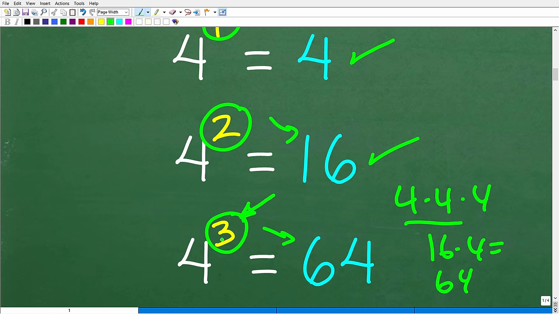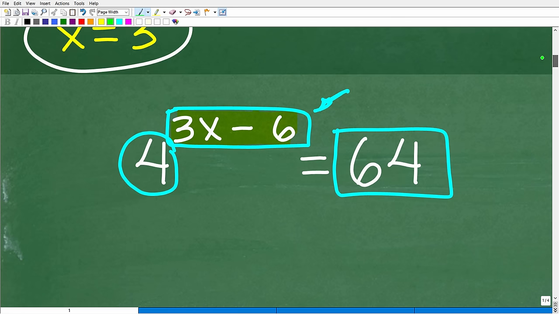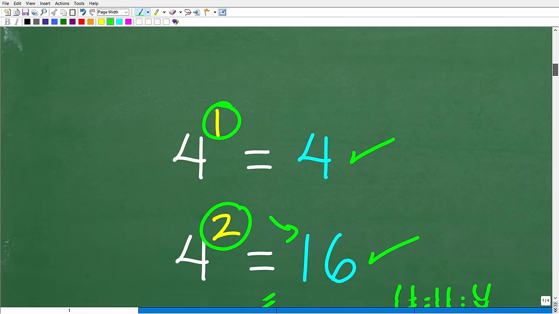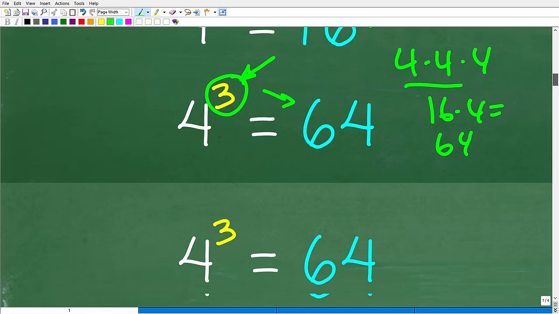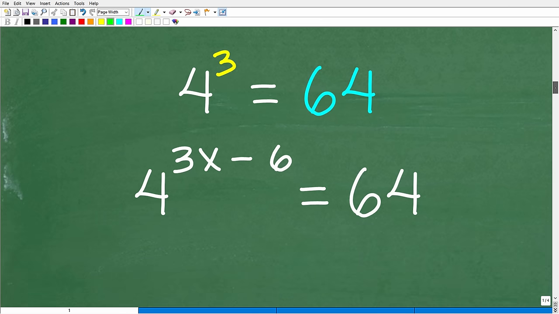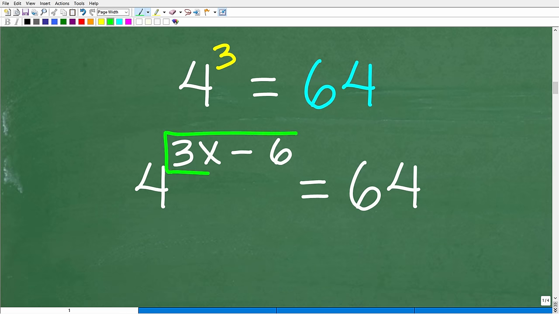So 4 to the third power is equal to 64, meaning that this whole value up here, this expression, is equal to 3. All right, now at this point, if you're saying, oh yes, Mr. YouTube Math Man, I understand that, well, then what we could do is figure out how to solve this equation right here for 3.